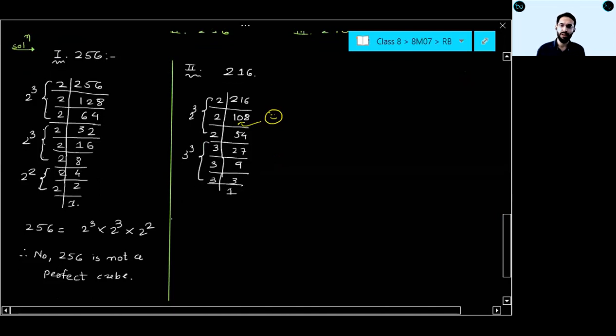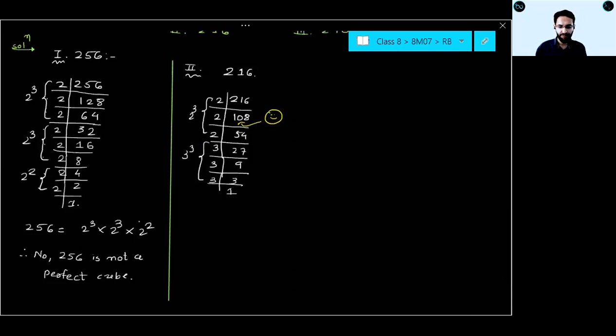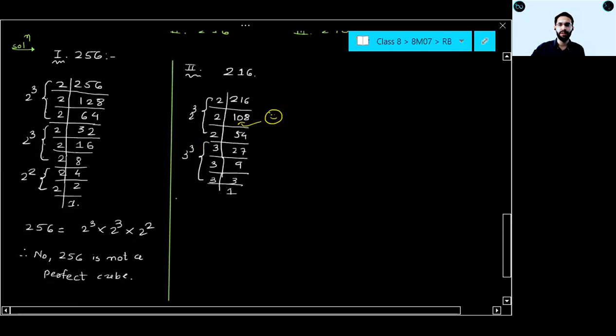Definitely, teachers, you can use prime factorization in perfect square also to predict whether it is a perfect square or not. But if they tell you it is a 1 mark question or to use the unit digit approach, then do that only. For 1 mark, you cannot do this long prime factorization. 2 cube into 3 cube. So all prime factors are perfect cubes. Therefore, yes, 216 is a perfect cube.